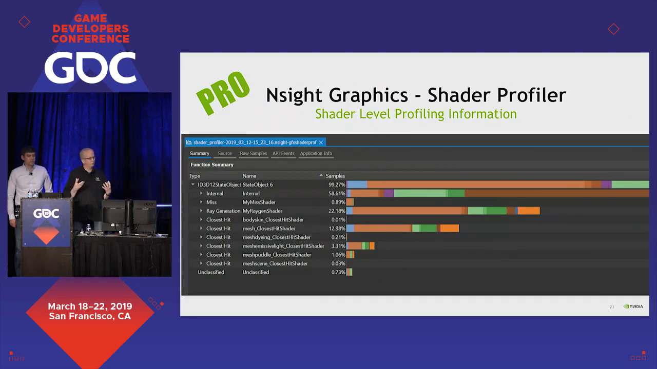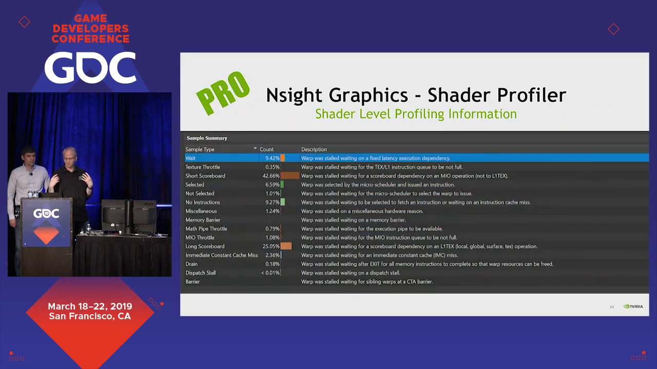That's going to be the shader that's used most frequently. And then you can see the breakdown of all the different reasons why we had stalls. Here's a great example of looking at one shader. We can see here that most of them were stalled about 42% of the time on short scoreboard.